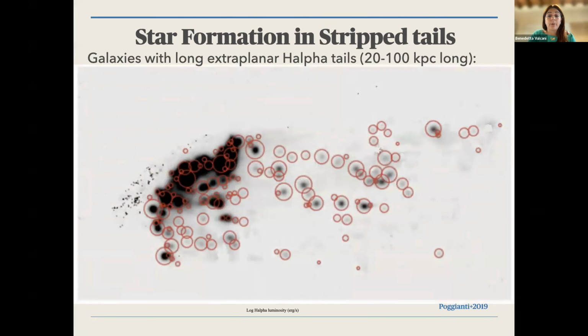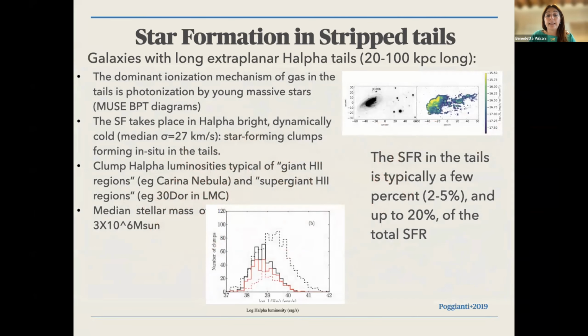This is an example of a galaxy, and you really see in the tails the presence of very bright knots. And so most of the star formation really happens in these knots. These knots are very cold. They have a median velocity dispersion of 27 kilometers per second. And so we are really seeing these star-forming clumps that are born in situ. The H alpha luminosities of these clumps are typical of giant HII regions. And these clumps have a typical stellar mass of a few times 10 to the 6 solar masses. If we compare how much star formation there is in the tails, we see that in our galaxies, it can range from a few percent up to 20%.